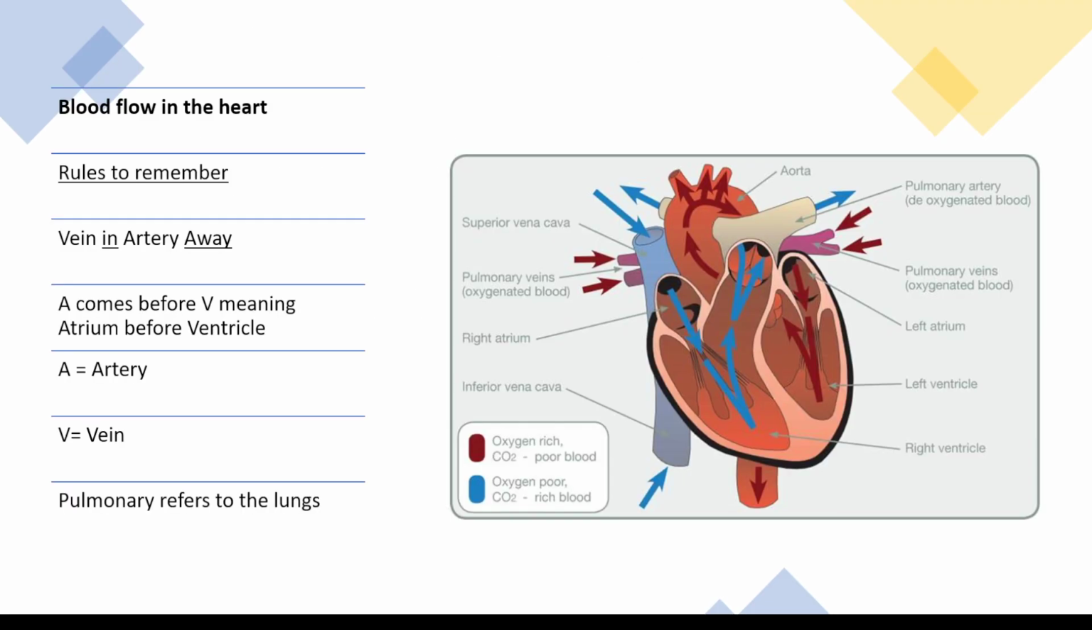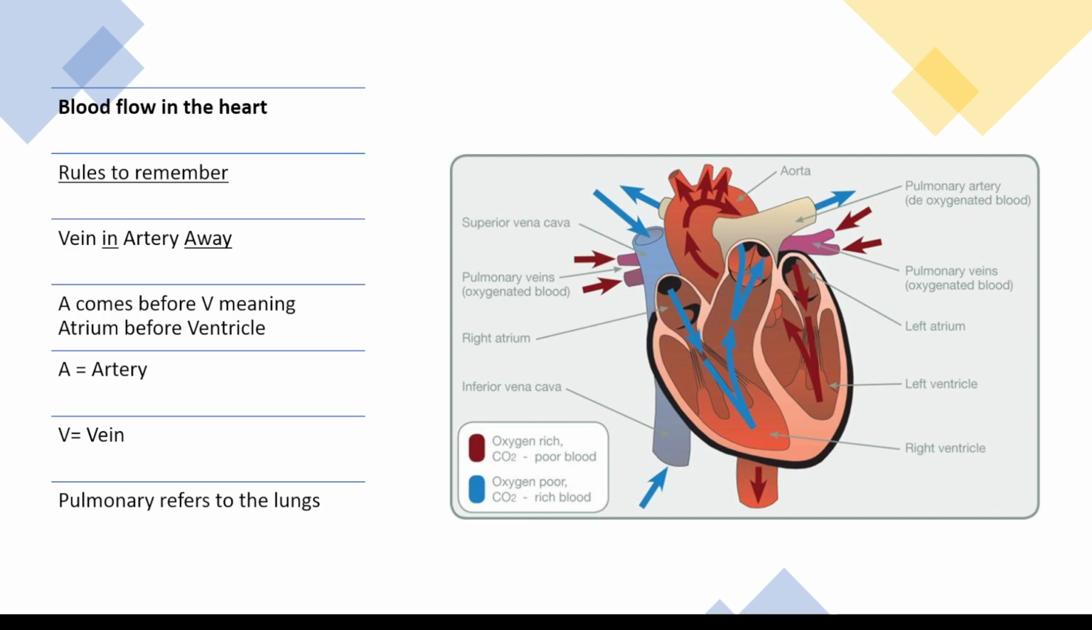So a couple of things that I want to teach you first is some rules that you need to remember. If you can memorize these rules, you should be able to answer any question that gets thrown at you in your multiple choice theory exam. And looking at these rules, one of the first ones is that veins in, arteries away. So if you literally look at the word vein, it has the word in within the actual spelling. So what that means is veins will always bring blood into the heart, whereas an artery will always take blood away from the heart.